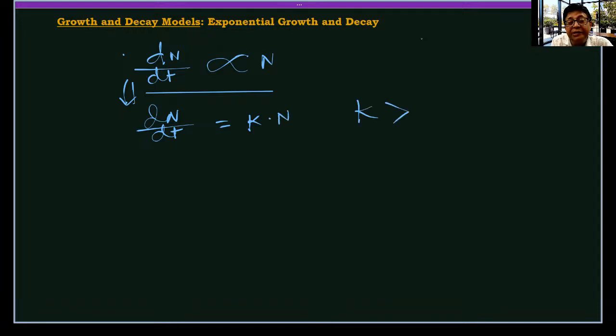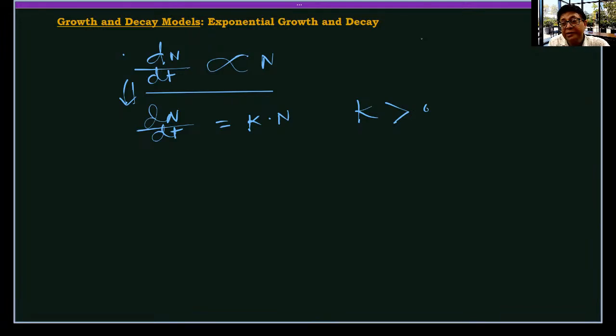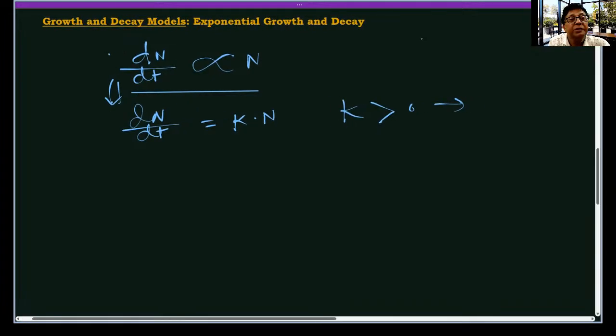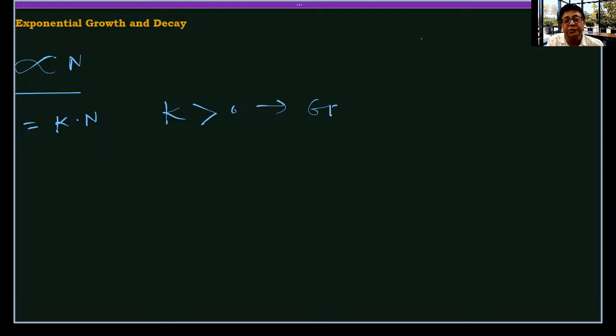How to convert? This we can write as dn by dt is equal to some constant k into n. This k may be greater than 0. K greater than 0 in which case? This is for growth model. For growth model, k greater than 0. And k less than 0 means what? This is for decay model. Examples already I told you.